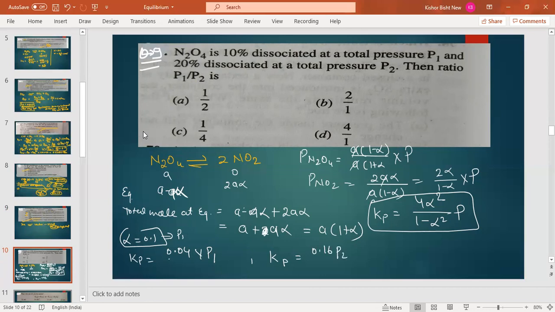So what is it saying? Then the ratio of P1 and P2: this is equation number 1, this is equation number 2. If both Kp are equal, then 0.04 P1 is equal to 0.16 P2. So P1 upon P2 is equal to 0.16 upon 0.04, equal to 4/1. That is, option D is the correct answer.